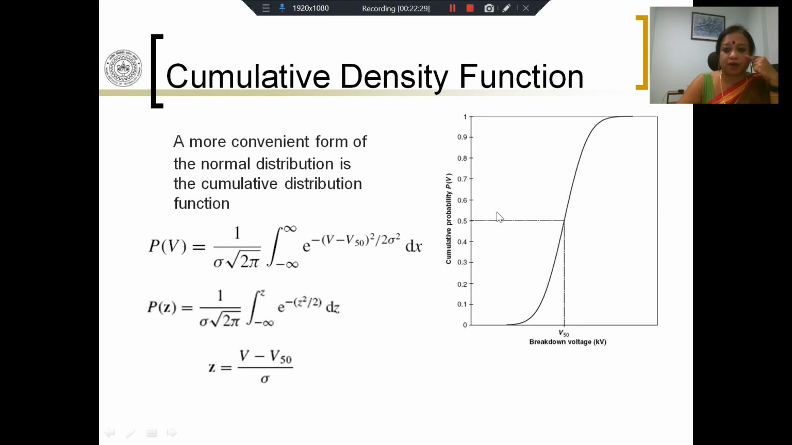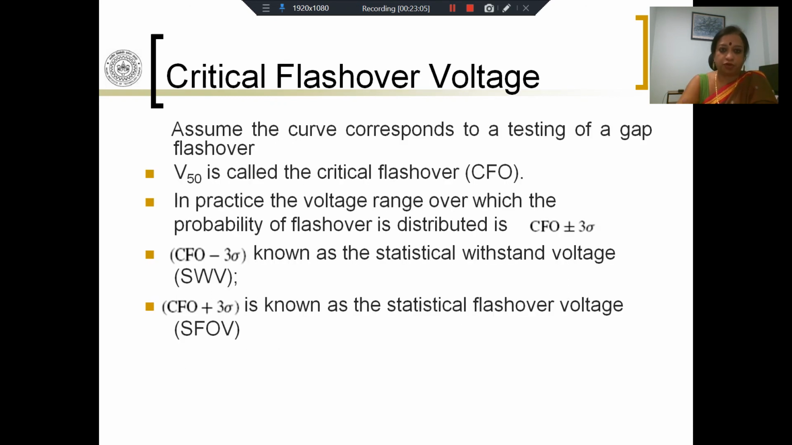So if you're talking about this 50%, it does not mean that if you apply this particular voltage, V50, you are going to have breakdown 50% of the time. It means that the material will not be able to withstand this voltage V50 50% of the time, which may mean that breakdown can happen at any voltage which is on this curve from 0, actually from minus infinity, up to this point. So there will be a 50% probability of failure at this particular voltage.